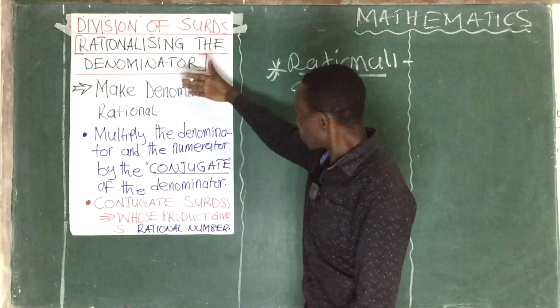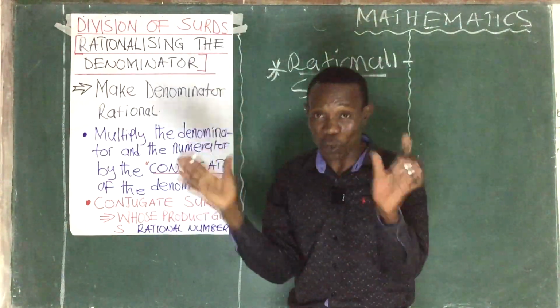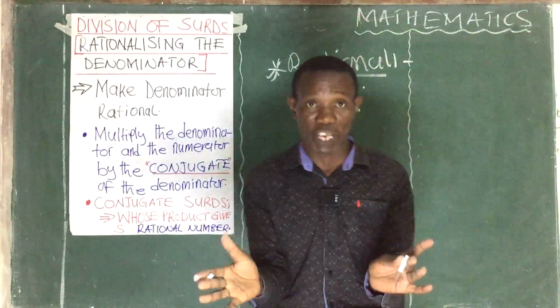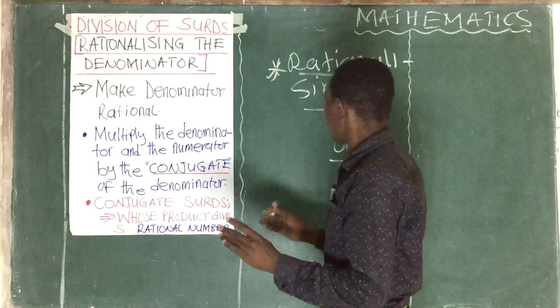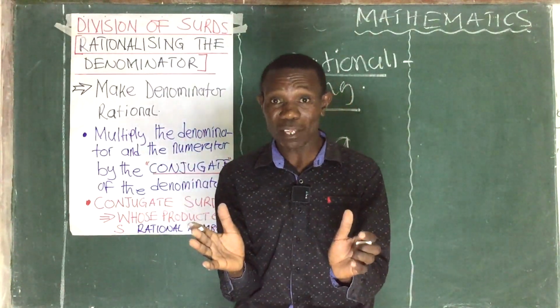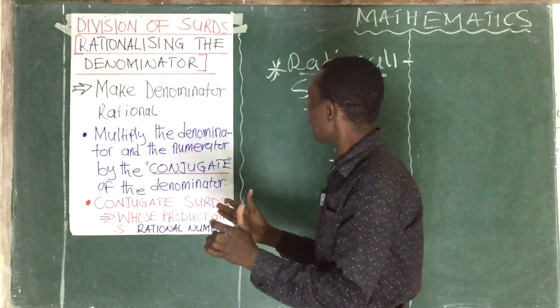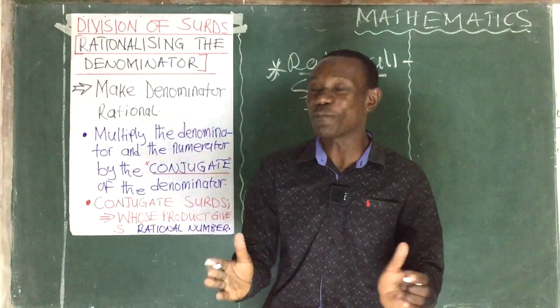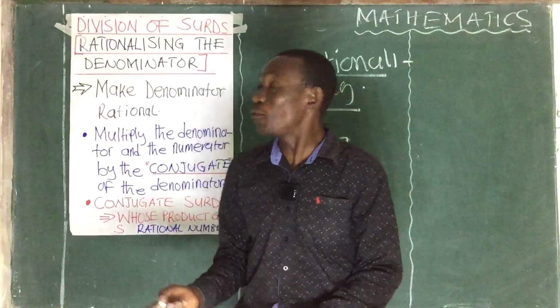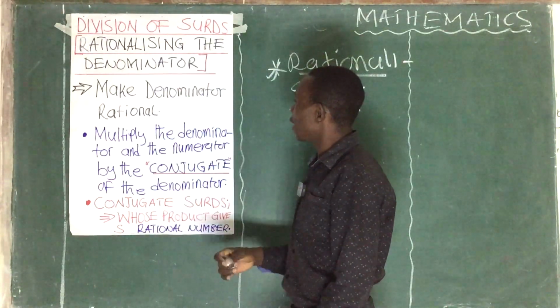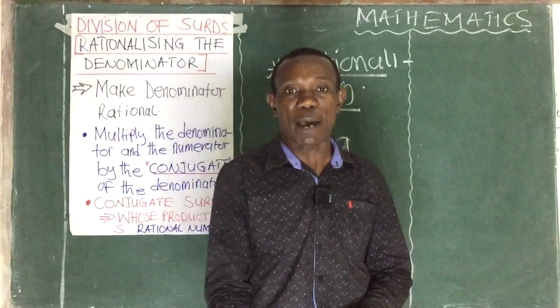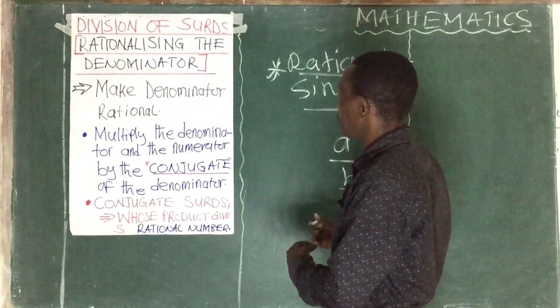Now, in today's discussion, where we would like to rationalize the denominator, it means we have some terms in surds which are fractions, such that the denominators are surds, which means the denominators are irrational. Surds are terms which are irrational numbers. So when we say rationalize the denominator, it's simply making the denominator a rational number. That's our target. That's what we're going to do here.